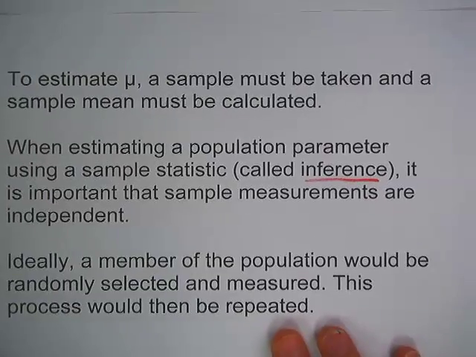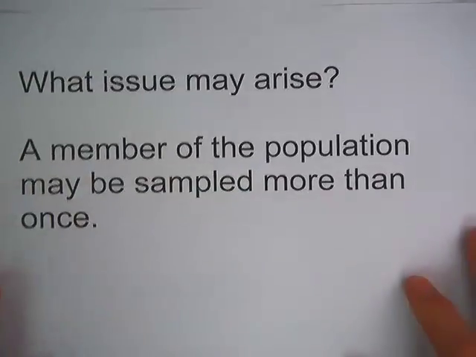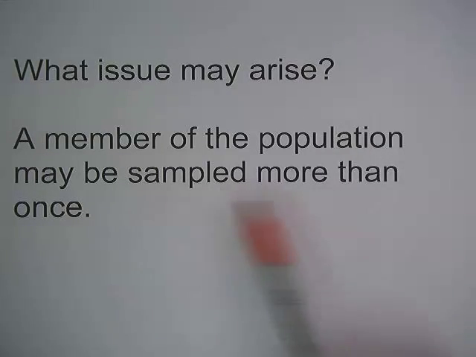If we think about that process, we want to think about what issue may arise. The issue that might arise is that a member of the population may be sampled more than once. If we're thinking about our office example and we just do a random sample, it's possible that a person might be sampled more than once, and that might skew our results a little bit.